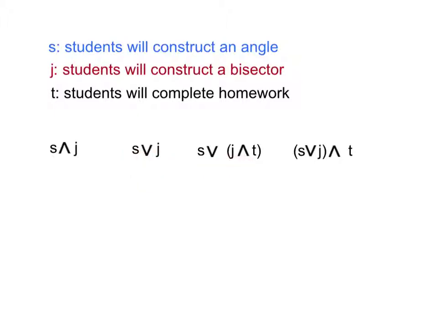Now these are a little bit more tricky. This says students are going to construct an angle or they're going to construct a bisector and do their homework. So either students will construct an angle or they will construct a bisector and do their homework. And this one says students will construct an angle or a bisector and they will complete their homework. So the choice is either an angle or a bisector, and their homework.